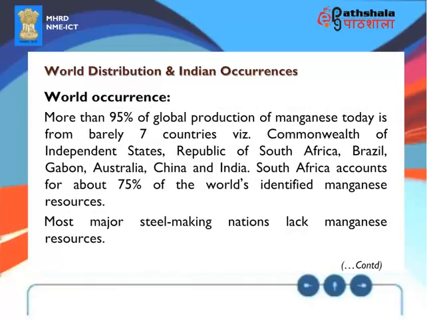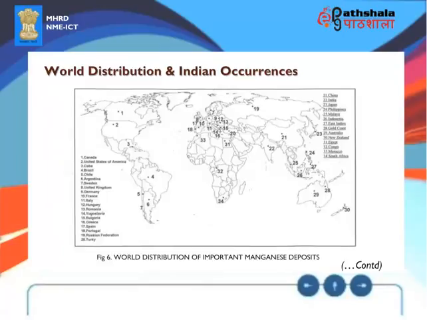World occurrence. More than 95% of global production of manganese today is from barely 7 countries, namely Commonwealth of Independent States, Republic of South Africa, Brazil, Gabon, Australia, China, and India. South Africa accounts for about 75% of the world's identified manganese resources. Most major steelmaking nations lack manganese resources. World distribution of important manganese deposits.